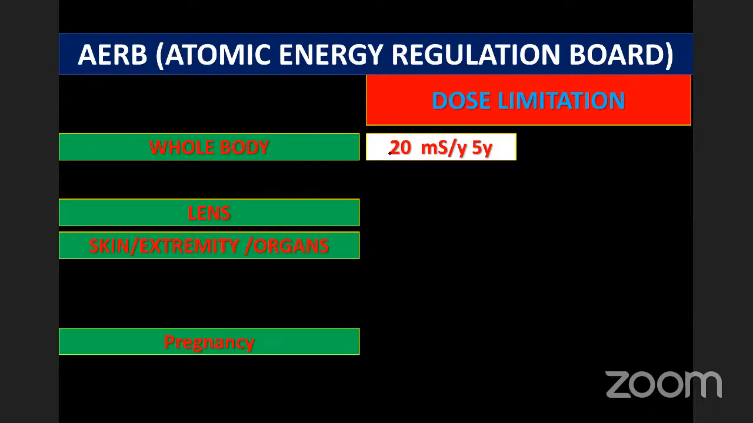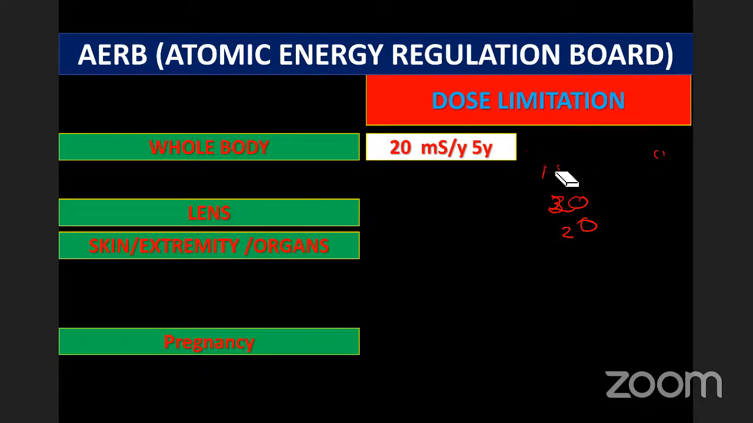Okay, so that is not a problem. In a total of 5 years of accumulation, the first year I got 25, the second year 15, the third year 20, the fourth year 20. Now, what is the net per year? It became 20 millisieverts per year. So even if in 1 year it has gone beyond 25, no problem.